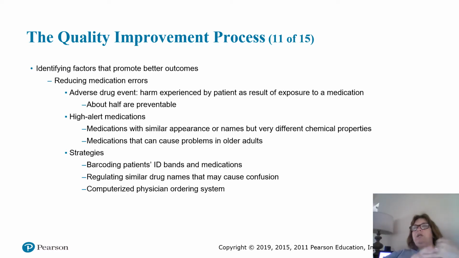High alert medications, one of the key things is that we want to double check that high alert medications need to be validated between two nurses when you're giving them. And they're medications that can cause problems in older adults, but similar names or appearance with different chemical properties. And there's a few other high alert medication types.